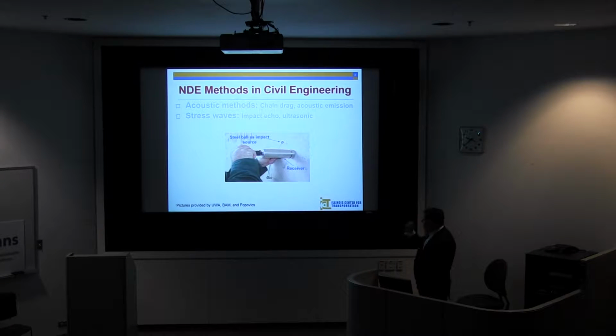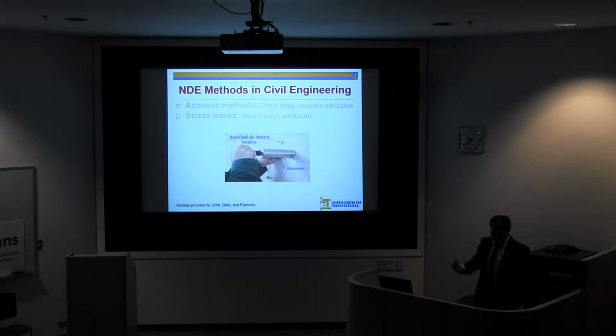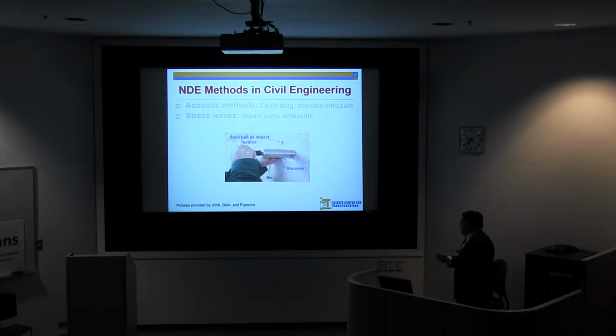Here's impact echo, where you are using simply a steel ball. When you hit it on a structure, you have a receiver. This receiver takes these waves that were generated, which are mechanical waves. By analyzing these waves, we'll be able to understand the properties or any defects in the material itself.